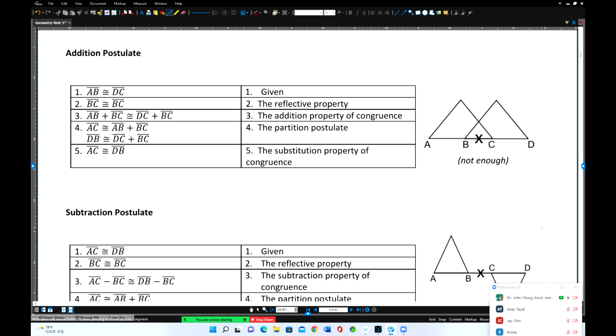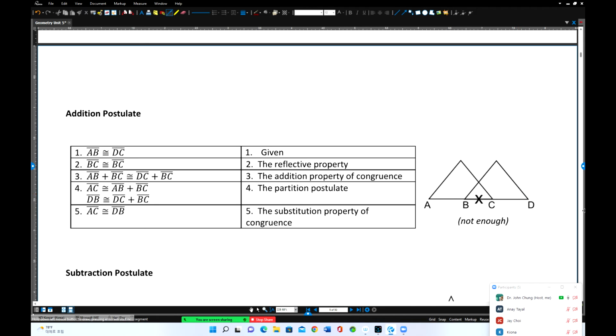The next one. Another theorem here, addition postulate. Just so you can say addition. That's why you don't have to write, okay, always postulate. Addition is about postulate here.